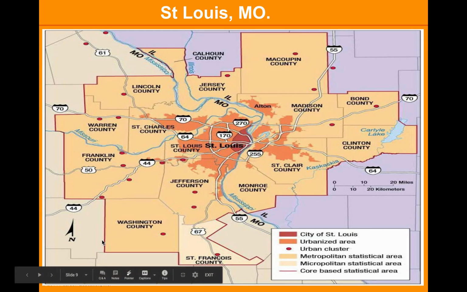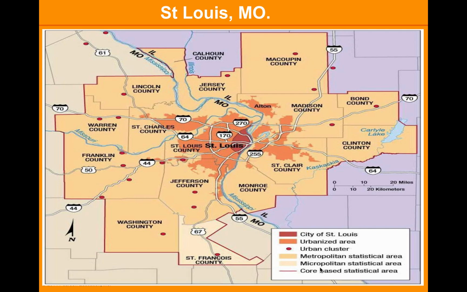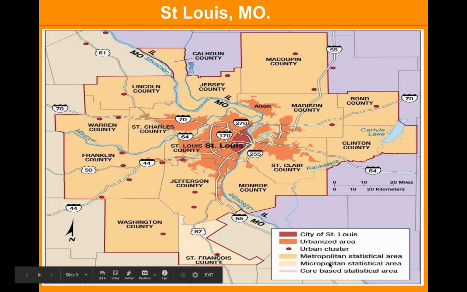All right, and then we didn't talk about, but we also want to mention down here we have a core-based statistical area. It is any one of the MSAs or micropolitan statistical areas. And it's just combining. When we look at core-based statistical areas, it's combining MSAs and micropolitan statistical areas.